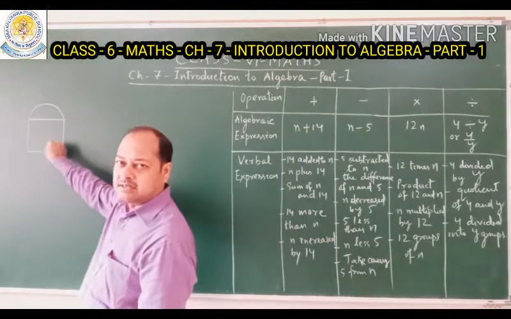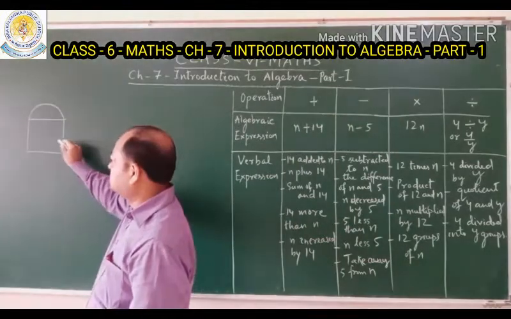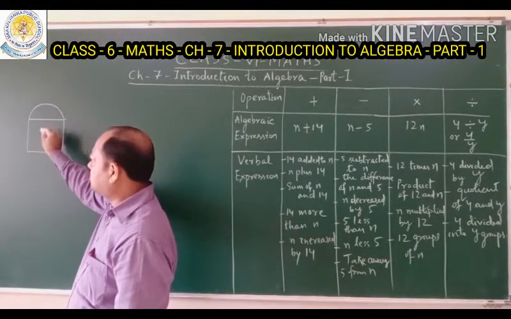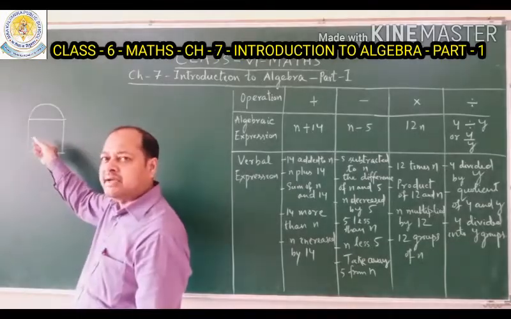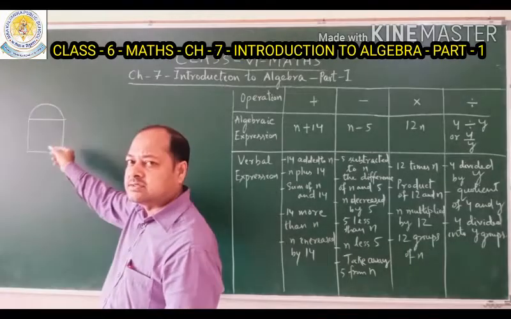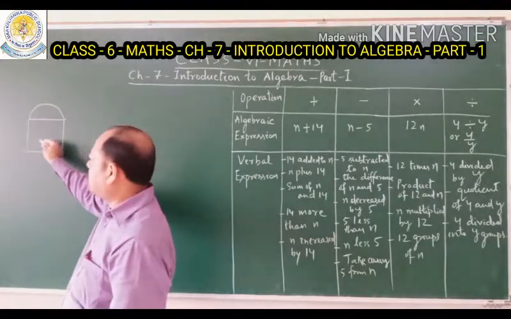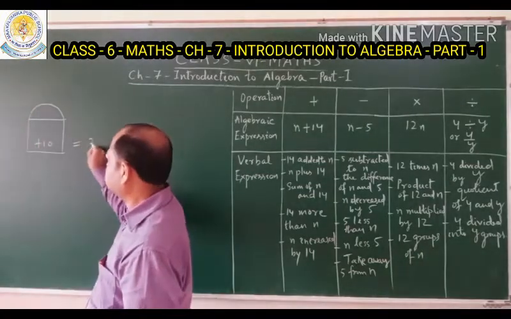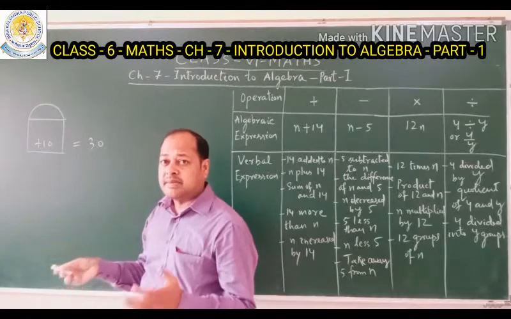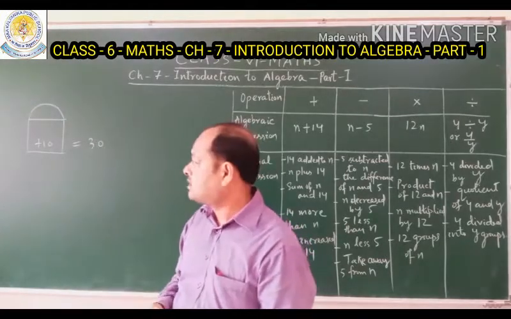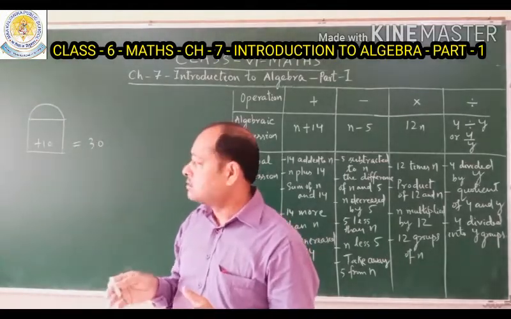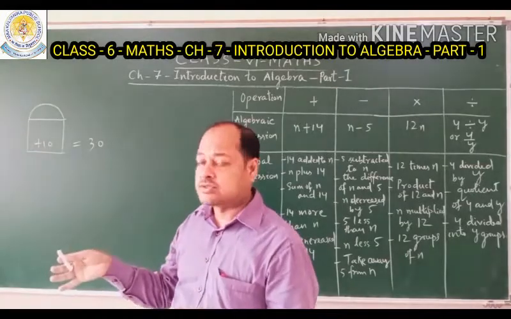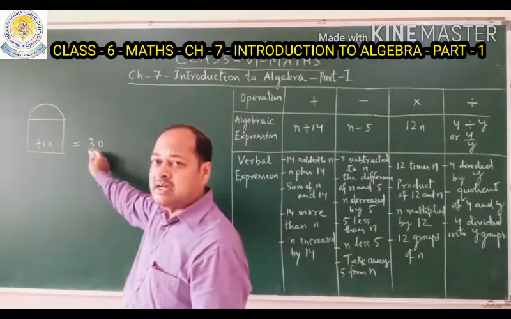Suppose a basket is there. In this basket, some mangoes are already there. And after adding 10 more mangoes to this, it becomes 30. So how many mangoes are there in the basket? We don't know. But after adding 10 mangoes to the basket, we are getting the value of 30.